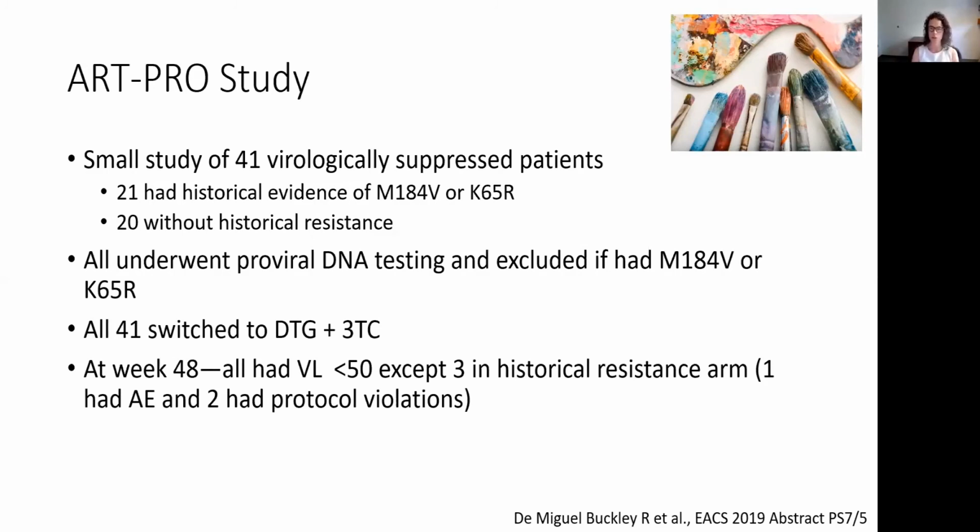All of them were switched to dolutegravir and 3TC, and at week 48, all of them remained suppressed, except that 3 of the patients in the historical resistance arm did not. 1 was due to an adverse event, and 2 had protocol violations, so they left the study. Again, very specialized population and a very small study.